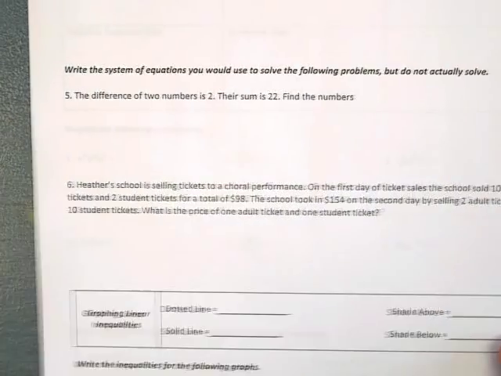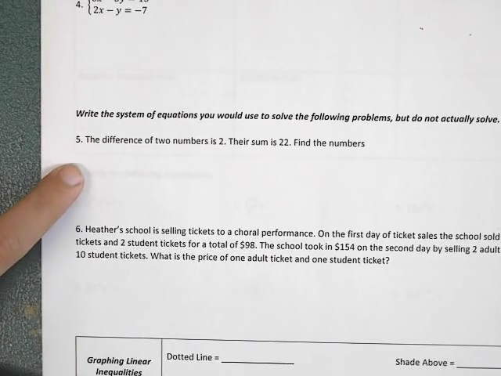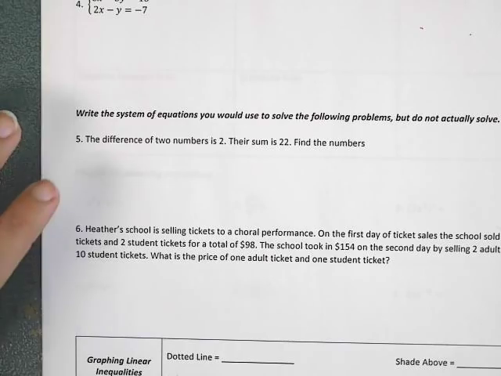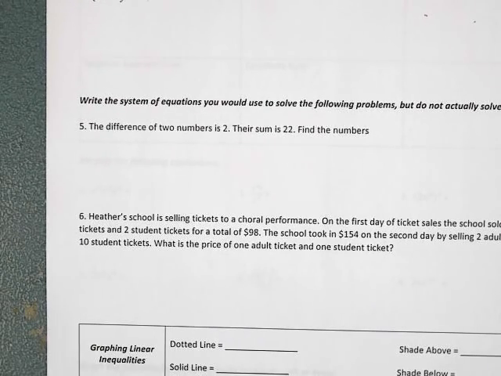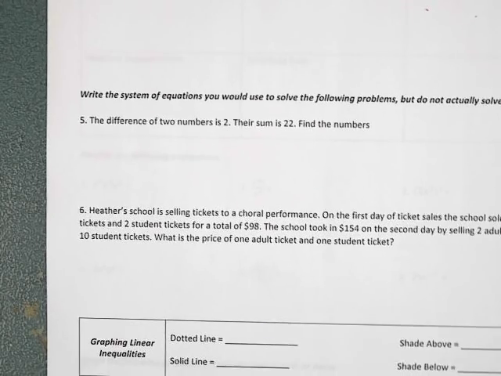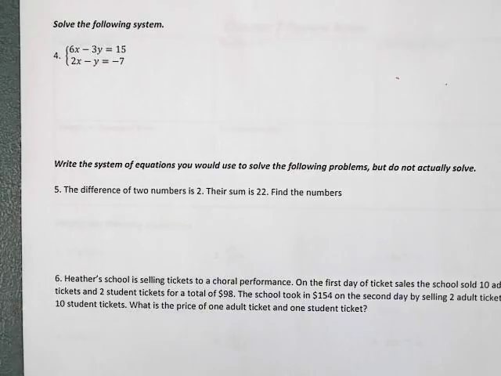In this chapter, we also did word problems. So we're going to go ahead, we're going to skip this one, and we're going to do number 5. We're going to do word problems. So write the system of equations you would use to solve the following problems, but do not actually solve. Actually, let's go back and do this one. I was just kidding. We're not going to skip it.